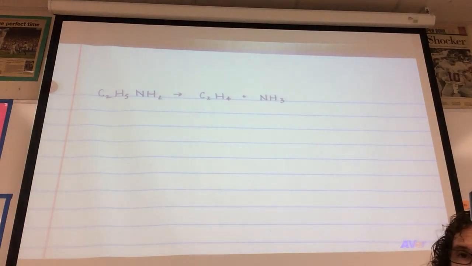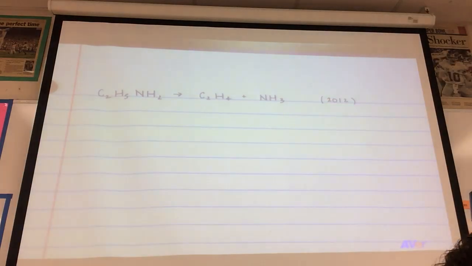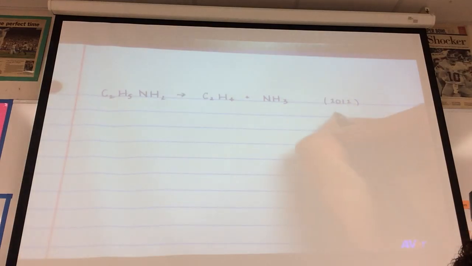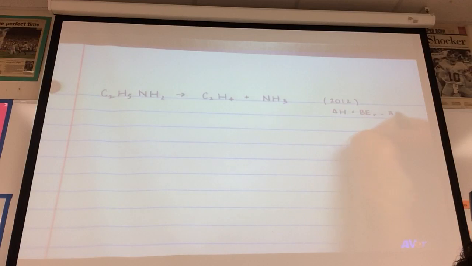And this is actually a really nice question, and it's somewhat similar to what you'll see on the 2017 from last year. This is the 2012, and I mention it because you're going to hit it in your weekend assignment. One of the other things they ask for in this question is to calculate delta H based on bond energy. And please remember that if you're calculating delta H based on bond energy, this is the one and only time that you'll do reactants minus products.